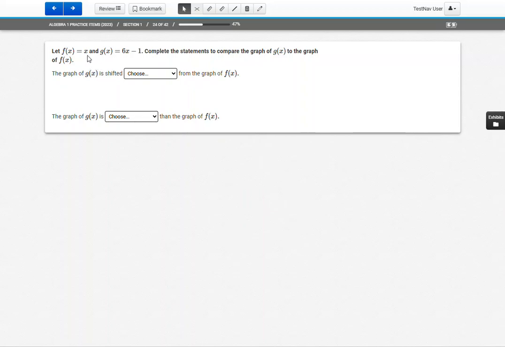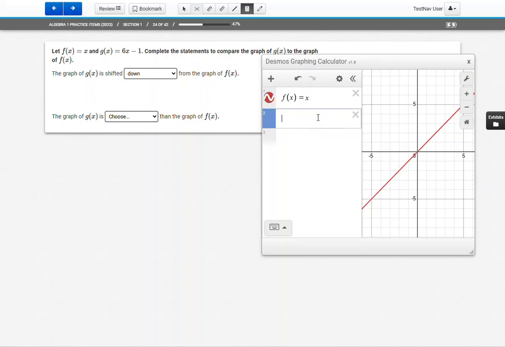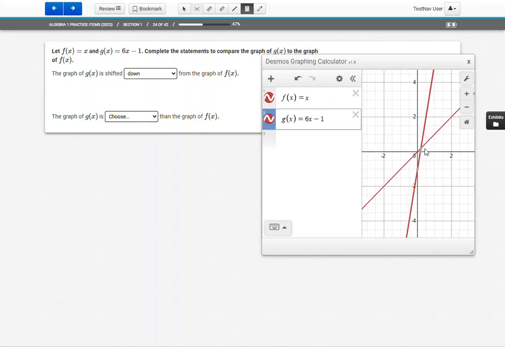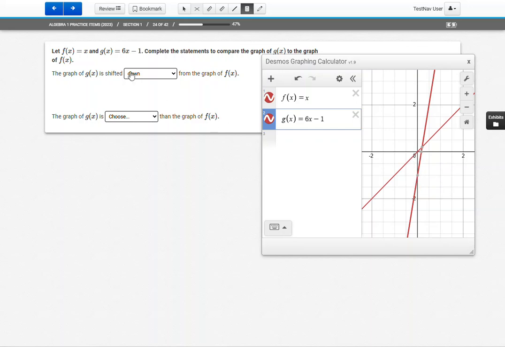Alright, f of x is equal to x and g of x is equal to 6x minus 1. Complete the statement to compare the graphs. So the graph is shifted up or down. Well, the negative 1 right here shifts it down 1. We can also graph it and check. So f of x and then g of x is 6x minus 1. It shifted, see how it shifted down? The y-intercept is shifted down, so it's down.